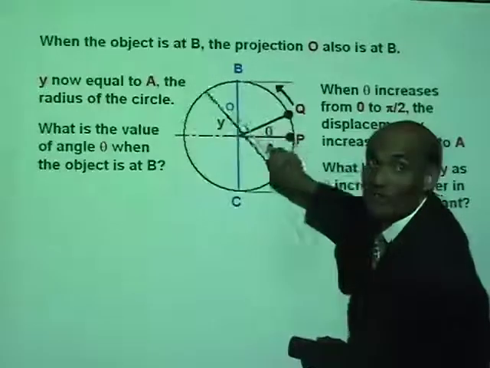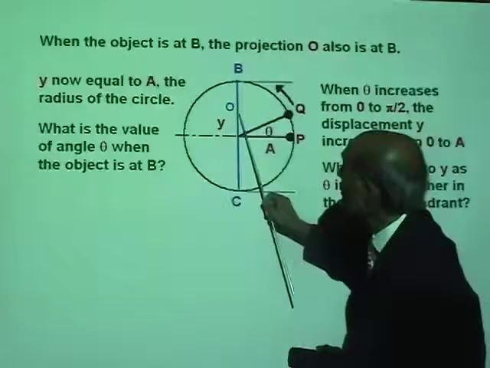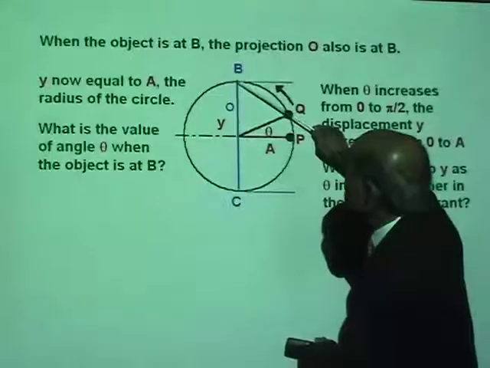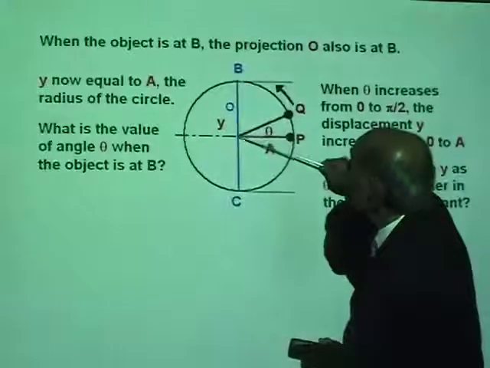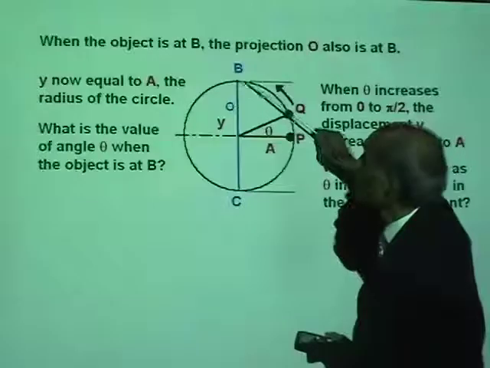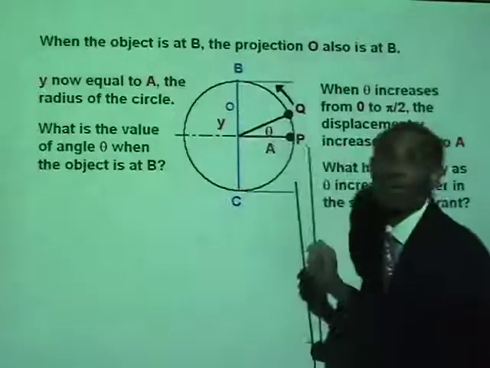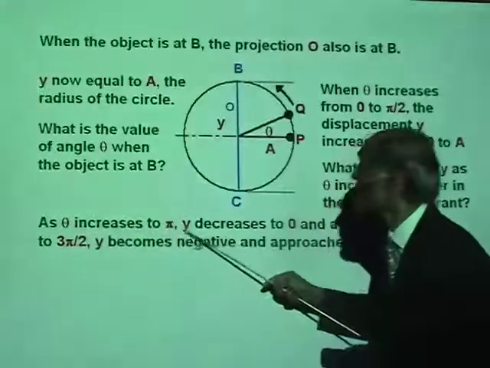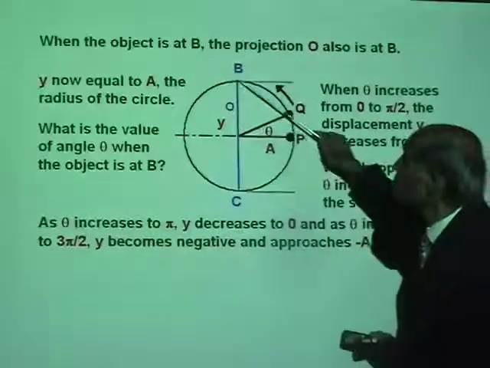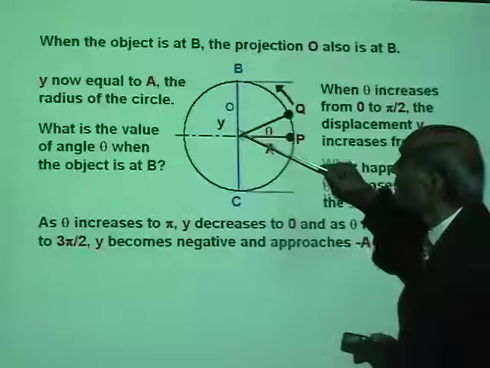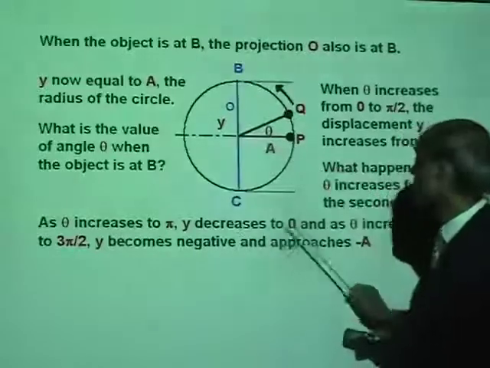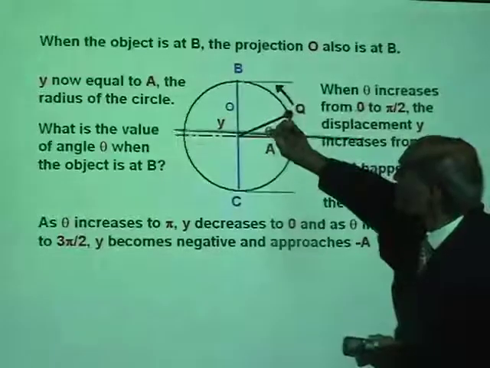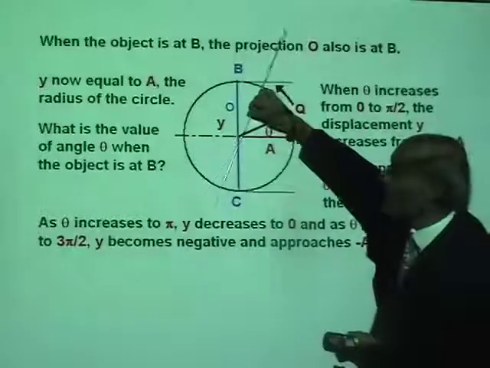Are you understanding this? The angle now increases from pi by 2 to pi. What happens? The projection has now returned to the origin. That means the displacement has now become 0. As theta increases to pi, y decreases to 0 because the projection will come back to the origin.